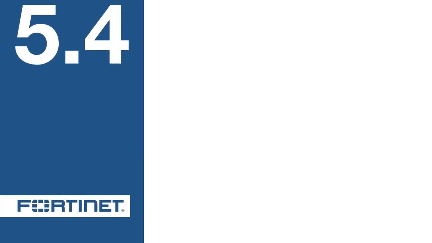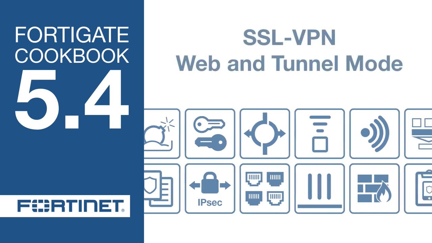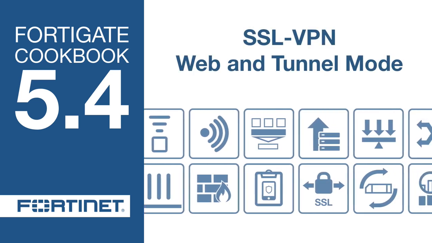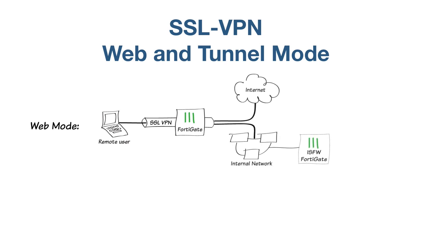In this video, you will allow remote users to access your internal network using an SSL VPN, connecting by web mode or by tunnel mode using FortiClient. Web mode allows users to access network resources, such as the Internal Segmentation Firewall or ISFW used in this example.